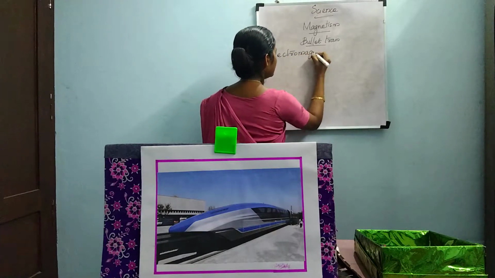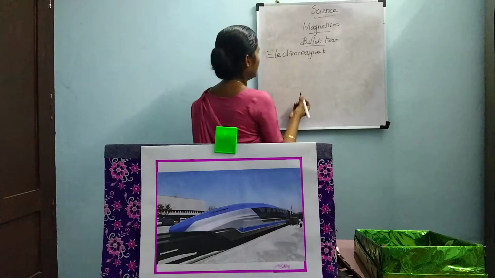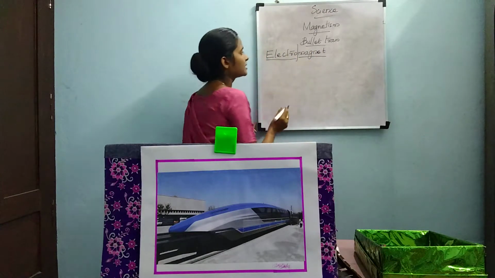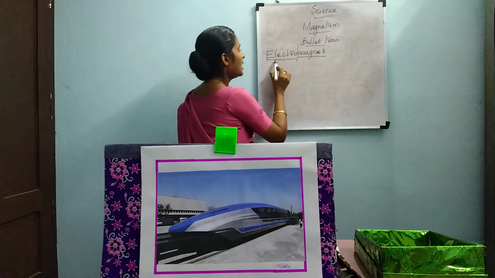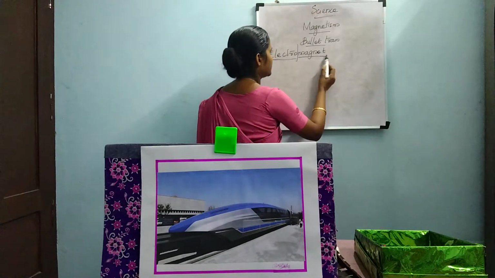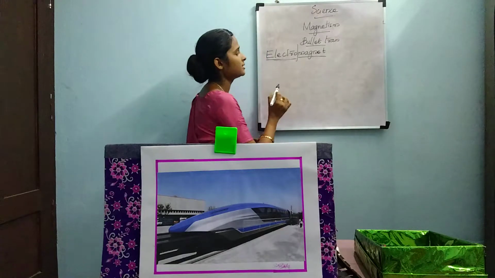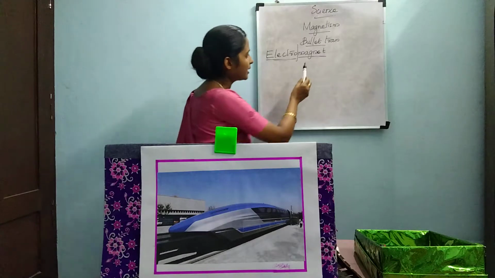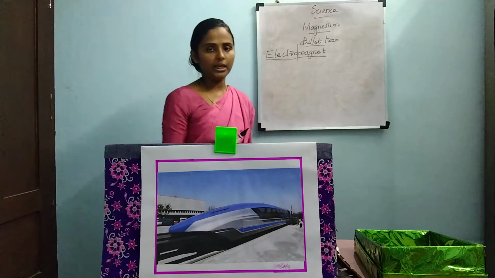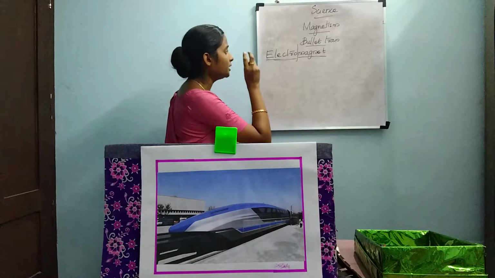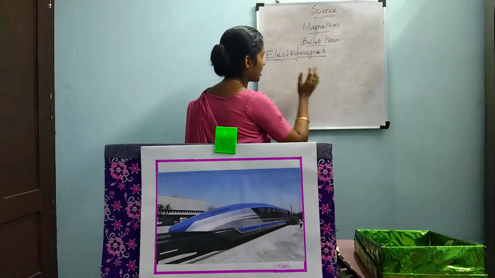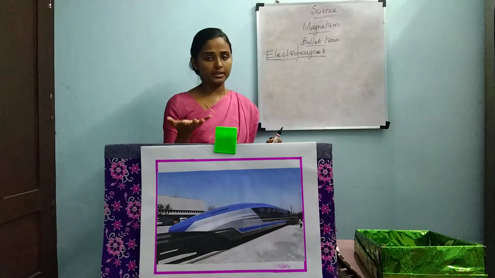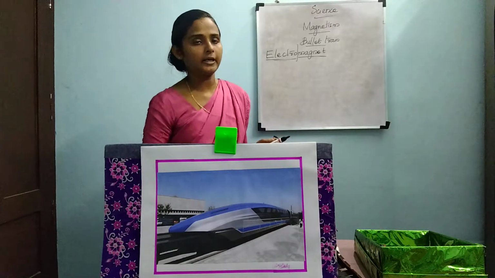Electromagnetic. See the word clearly. Electro and magnetic. So we can separate the word into two. That is electro as well as magnet. Electro means it shows the electricity, current. Magnet means it shows the magnetic property. Okay. So in this electromagnetic train, they use two properties in a combined manner.